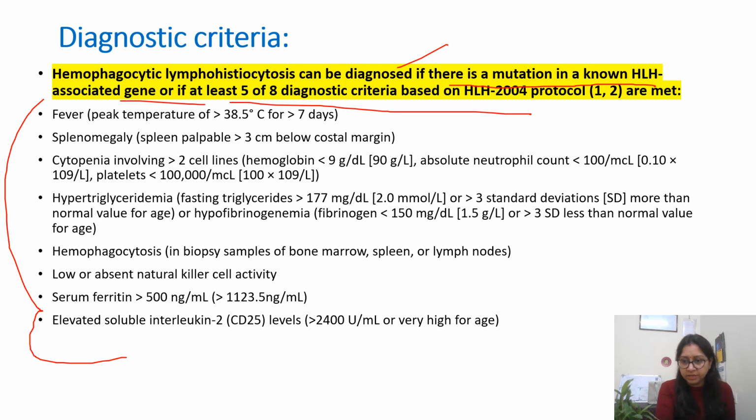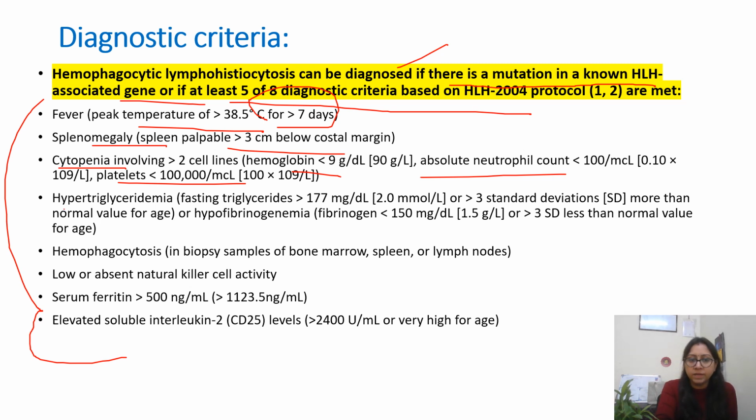So what are the different criteria we have to remember? First is fever. If the patient is having peak fever more than 38.5 degrees Celsius, for more than 7 days. Patient presents with splenomegaly, spleen palpable more than 3 centimeter below the costal margin. Then the third criterion which is important is cytopenia involving more than 2 cell lines, like hemoglobin less than 9, absolute neutrophil count less than 10 per microliter, then platelet less than 1 lakh per microliter. So more than 2 cell lines need to be affected.